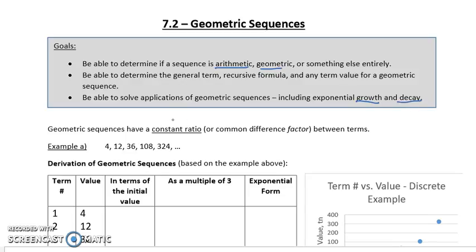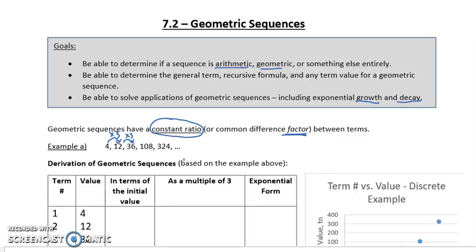Geometric sequences have a constant ratio. It's underlined there because that's super important. It's a constant ratio, sometimes referred to as a common factor. And so we look at an example to derive the formula, and you'll see how this comes about. 4, 12, 36, 108, 324. You might look at that and right away recognize, well, I'm just multiplying that by 3. This is times 3 again, and every time we're multiplying that value by 3, and you'd be correct.